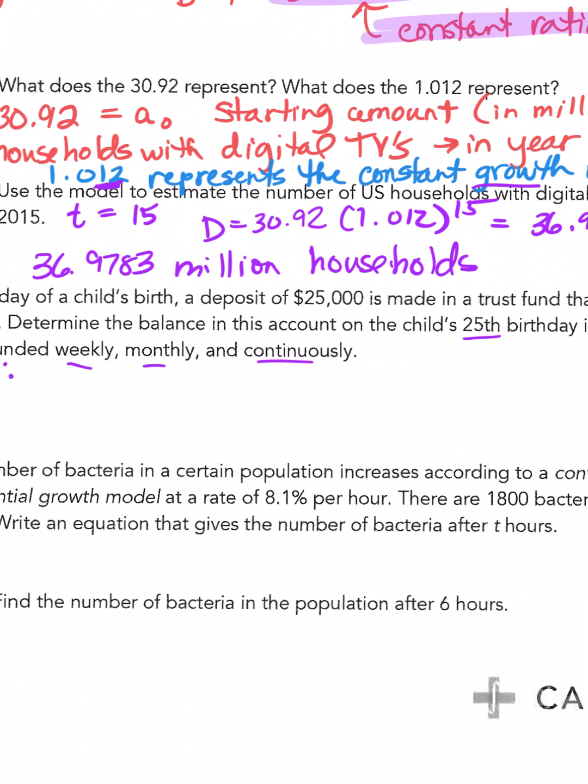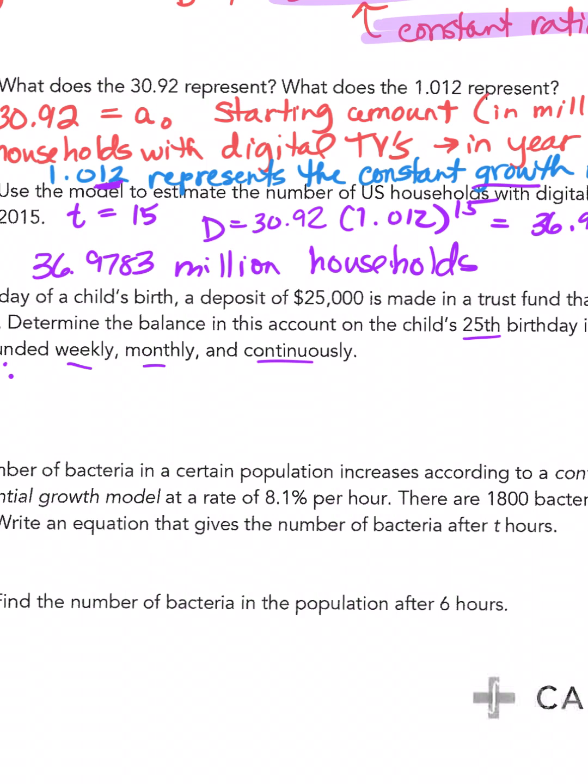So weekly, if they're born, the first thing we know is that T is equal to 25, right? A naught is going to be equal to 25,000, okay? And interest rate R is going to be 0.0875. All of those things are things we're going to need to know.